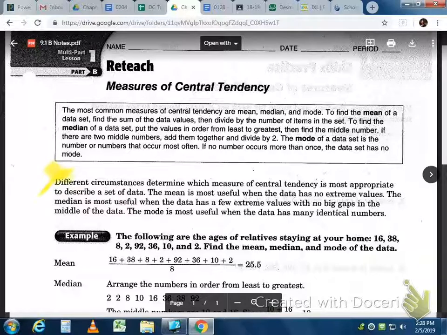Okay, so right here. Different circumstances determine which measure of central tendency is most appropriate to describe the set of data. That's going to be in tomorrow's homework. Which measure of central tendency is the best description of the data? So it's telling us the mean is most useful when there's no extreme values. Anybody know what an extreme value is? What does the word extreme mean?